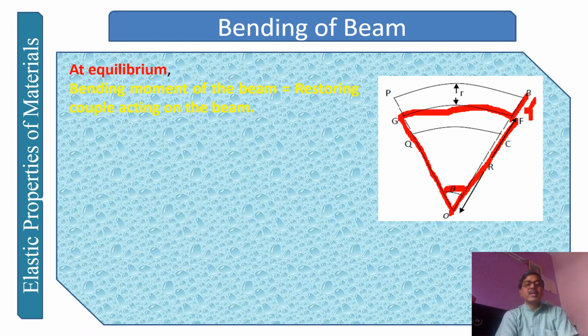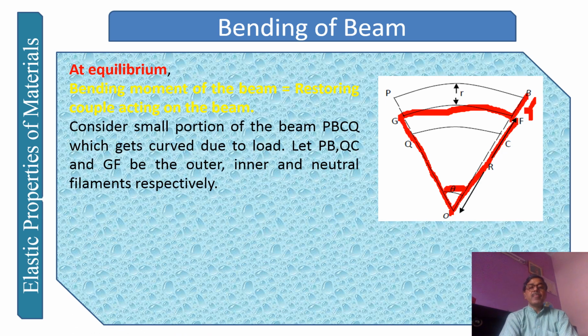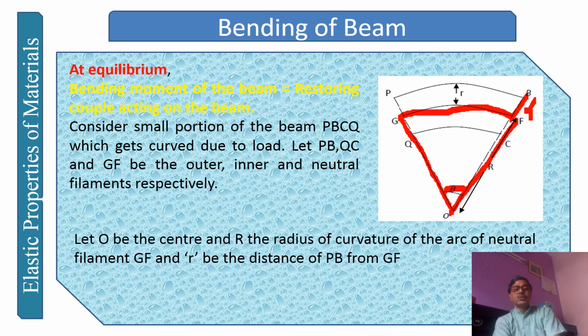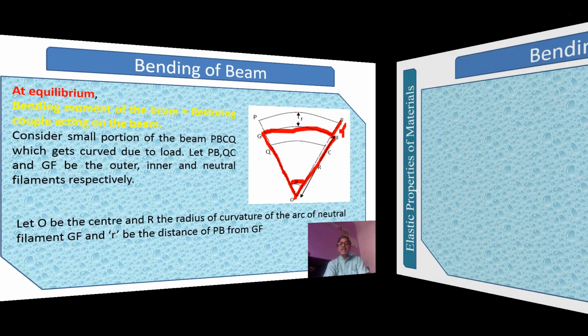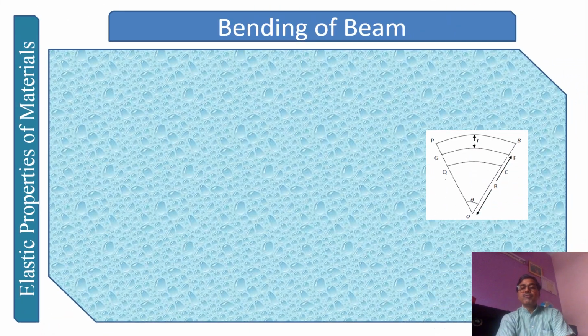As we have already seen, the bending moment of a beam is equal to the restoring couples acting on the beam, because of which it comes to rest. This is what I told you there. We have taken a small cross section of this, and this is what is being written. GF is your neutral surface, and with respect to that we are going to do the calculation. O is the point, and this is your radius of curvature. So let's move further.